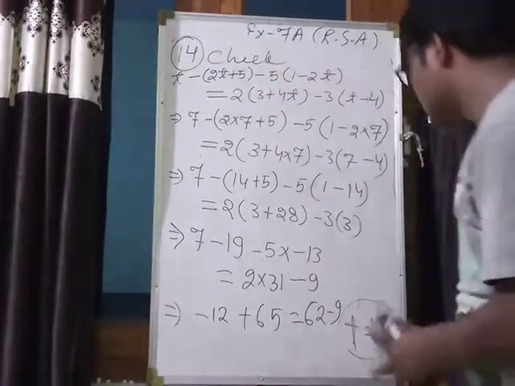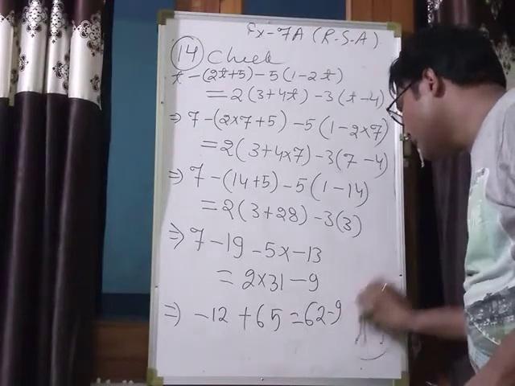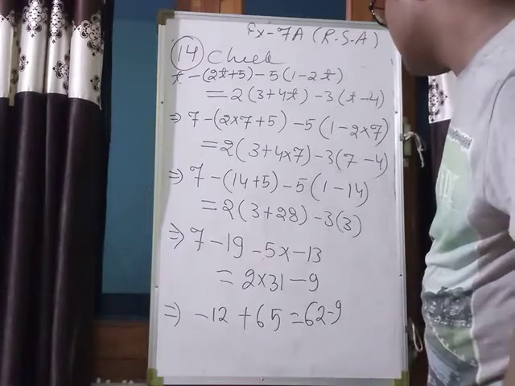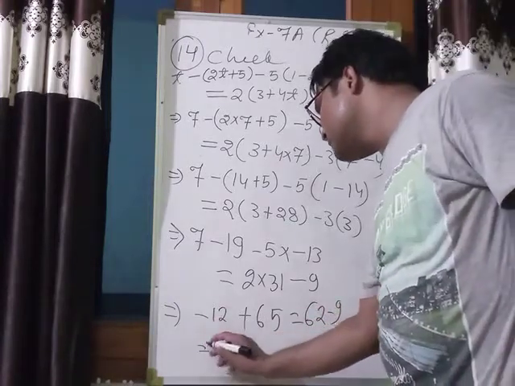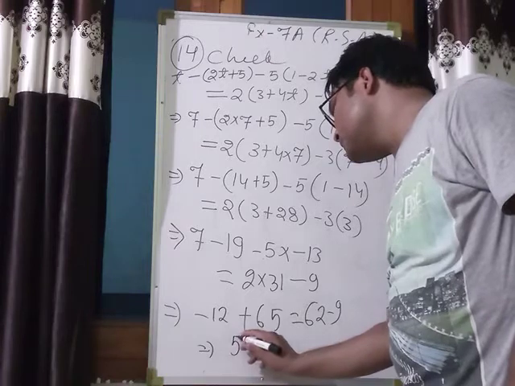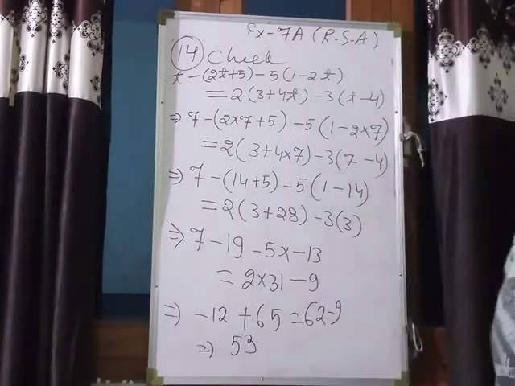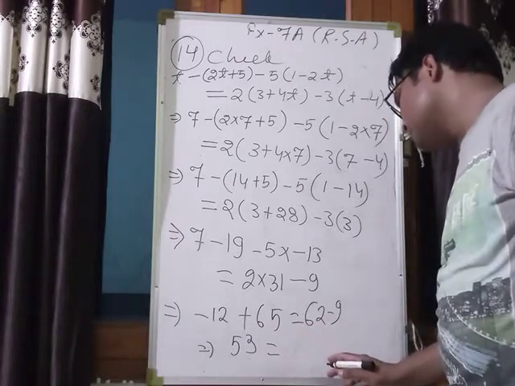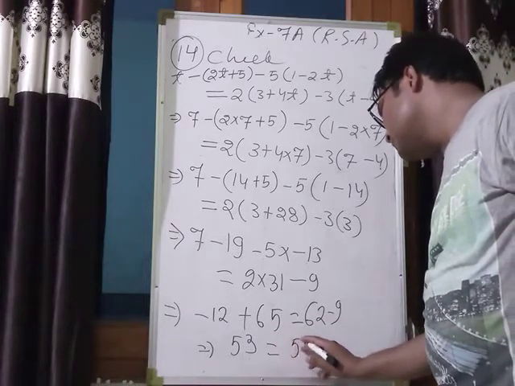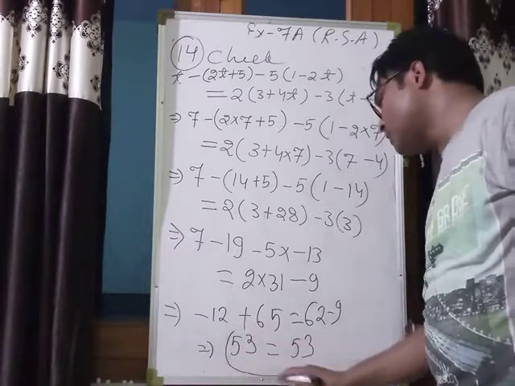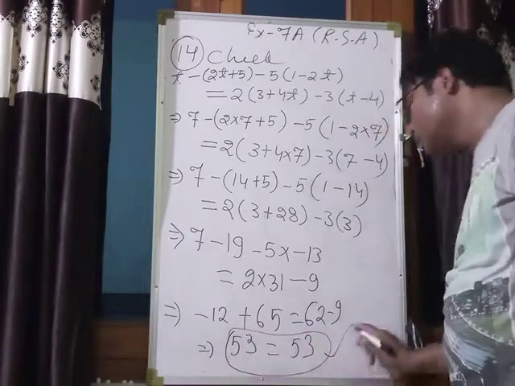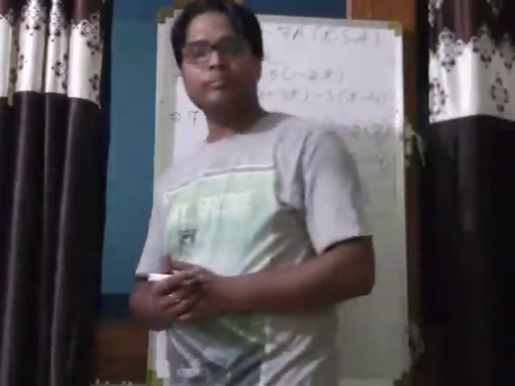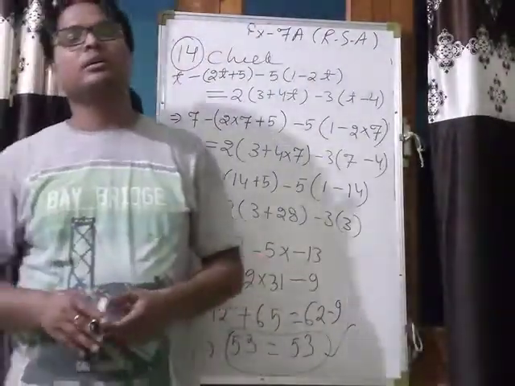Okay, so now what we have, 65 minus 12, that is 53. Okay, and 62 minus 9, that is also 53. Means our left side and right side both are equal, means t is equal to 7 is correct. Okay, so that's enough for today.